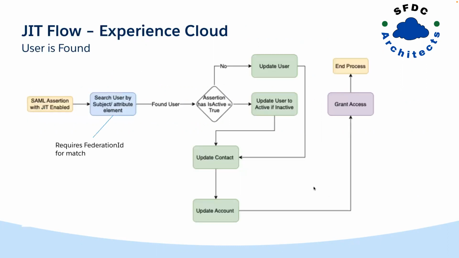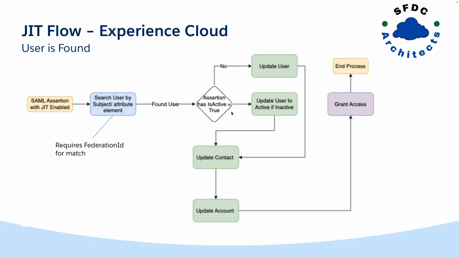So now let's look at the user experience for when the user is found. When you're in Experience Cloud, if you remember, you're going to be creating a user record, a contact record, and an account, because an Experience Cloud user requires all three records for it to work properly. The way just-in-time provisioning works is it comes in and searches for the user either by the subject or the attribute element. It just has to be the federated ID.